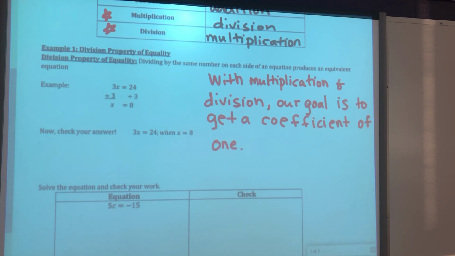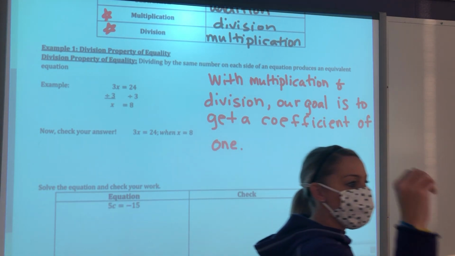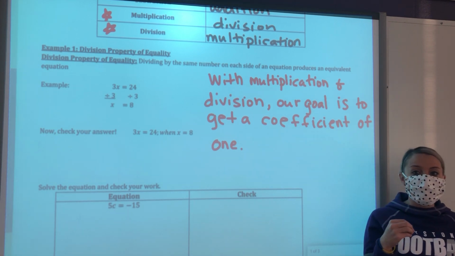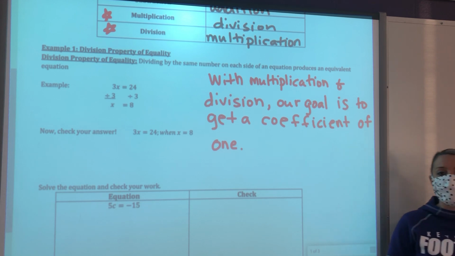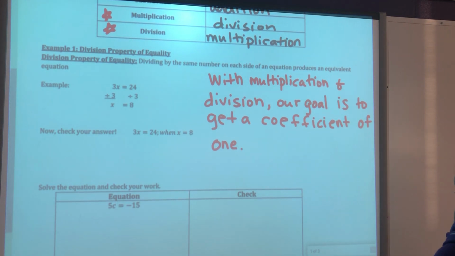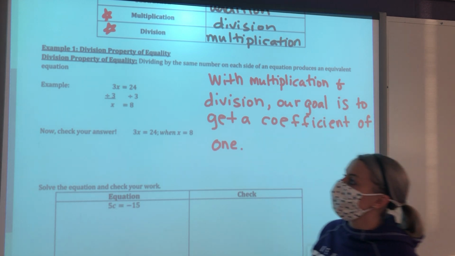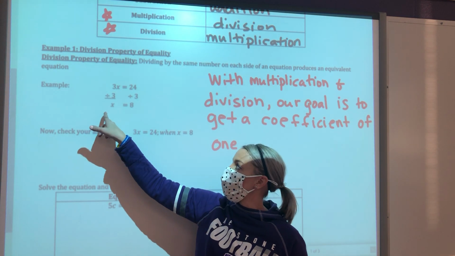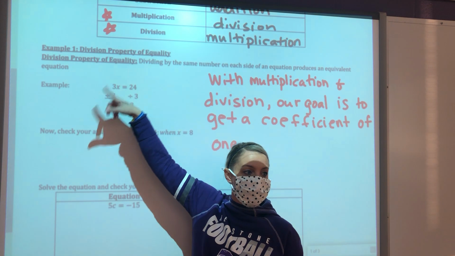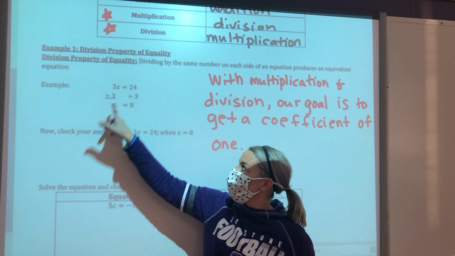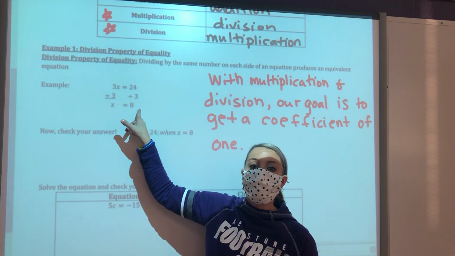What was our goal with addition and subtraction? To get 0, right? To make that 0 pair. With multiplication and division, our goal is to get a coefficient of 1. So we're looking for something that either multiplies or divides to get 1. So in our situation here, 3 divided by 3 is 1. So if I divide by 3 on the left side, I need to divide by 3 on the right. So 24 divided by 3 is 8.